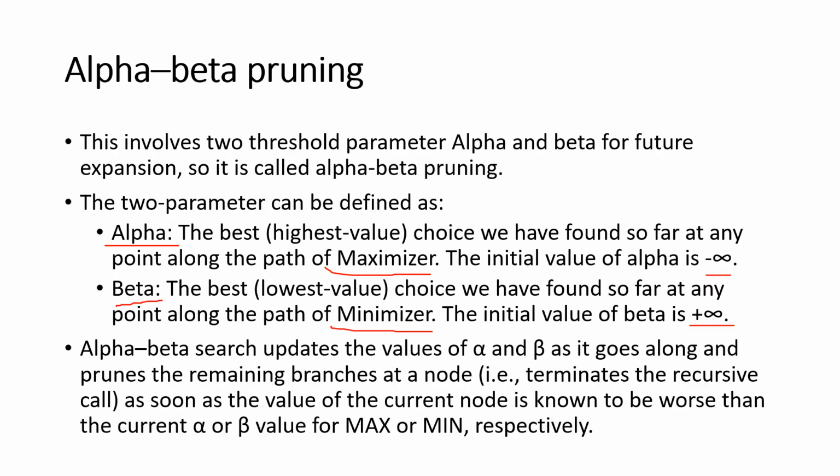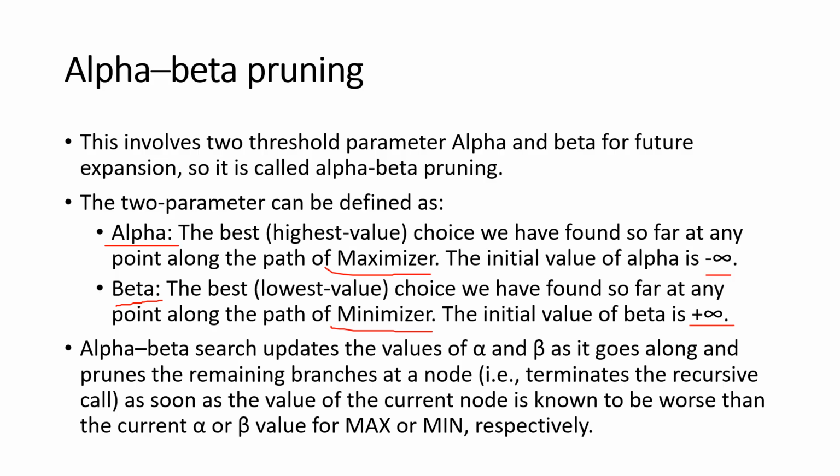Alpha is associated with the max player, and it stores the maximum value max can guarantee so far. Its initial value is minus infinity. Before searching starts, max has no information, so the best guaranteed value is assumed to be negative infinity. Max starts with the worst possible value and improves alpha as it finds better scores.